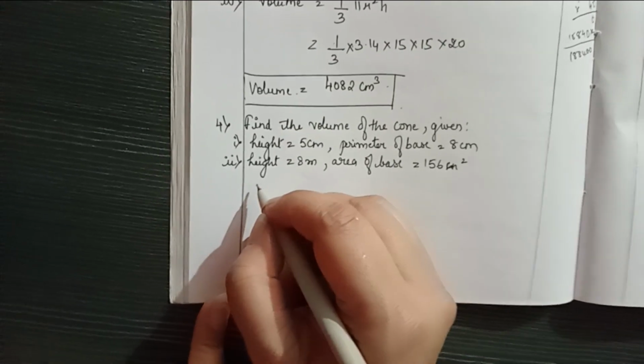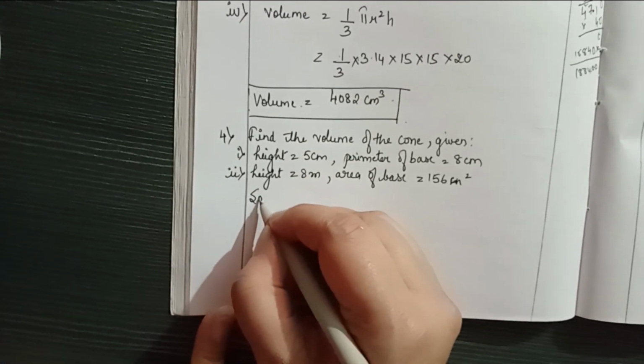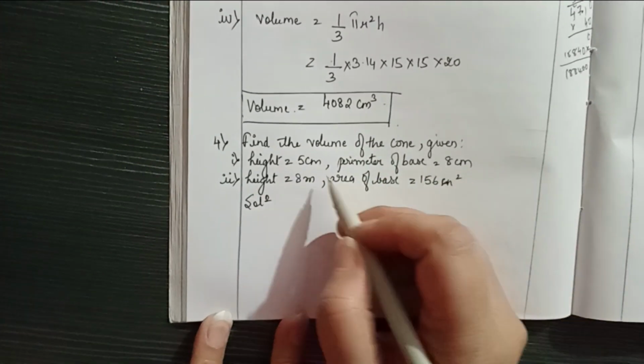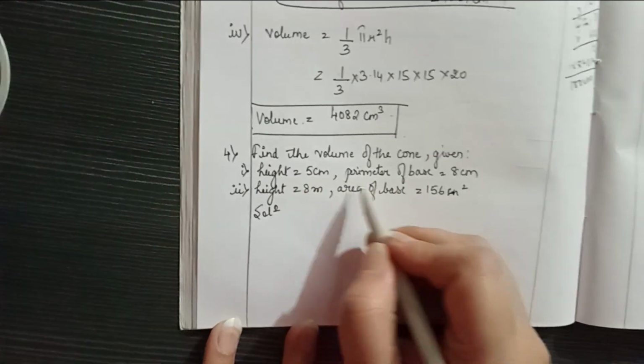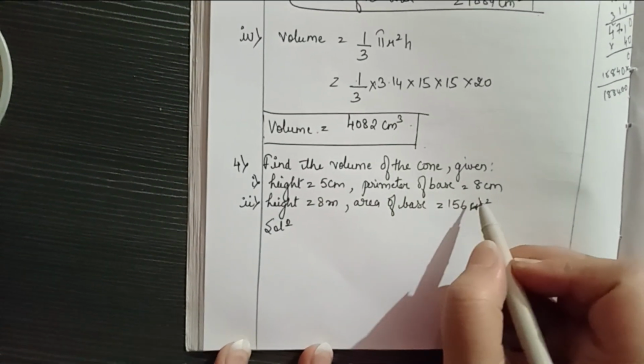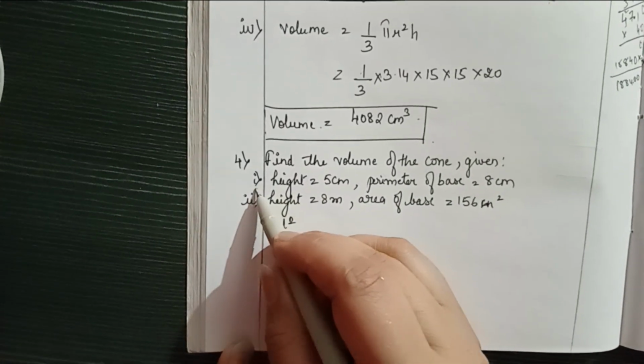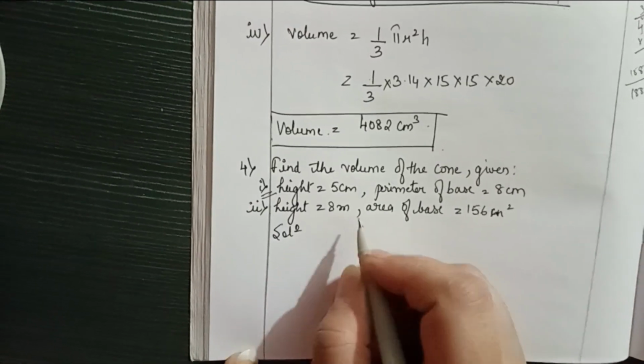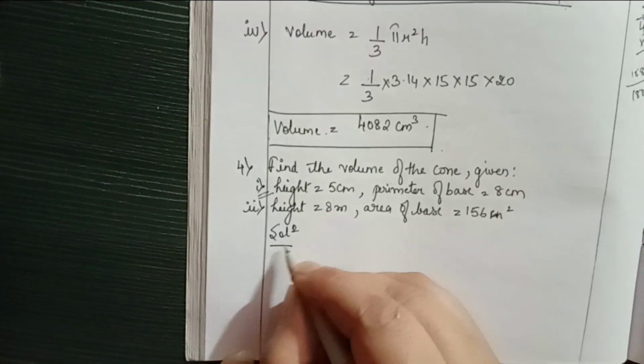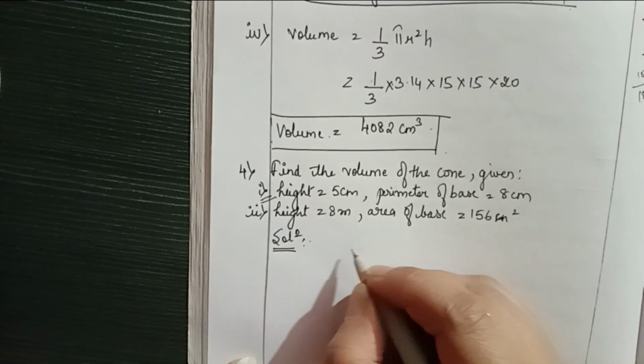Let's start with sum number 4. Find the volume of the cone given. Height is equal to 5 centimeters. Perimeter of the base is 8 centimeters. The first one. The conditions are height and perimeter of the base is given. Perimeter and the circumference, I'm telling you, it's the same.